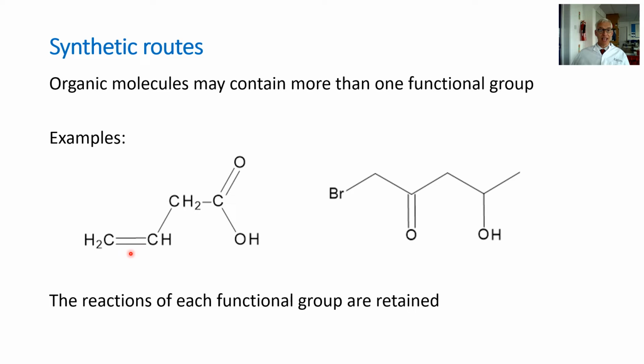Okay, so this is an alkene group where my pointer is indicating, and this is a carboxylic acid or carboxyl group. We would describe this as a haloalkane. This group here is a ketone, and here we have a secondary alcohol. So you need to be able to identify functional groups, of course.